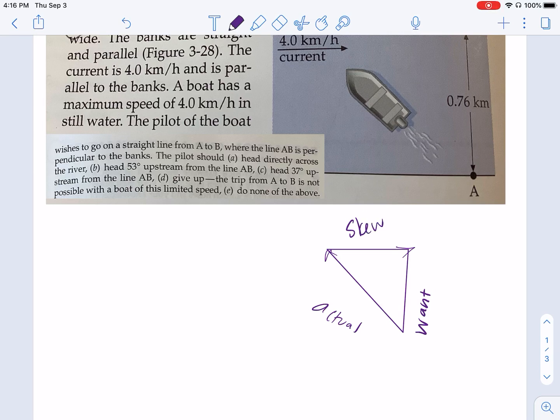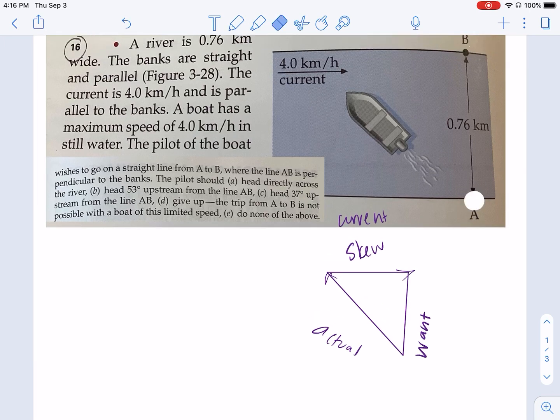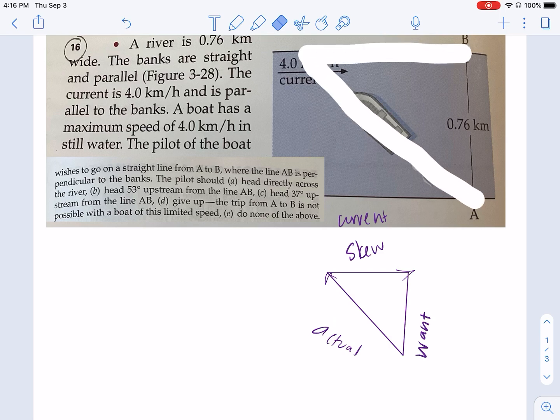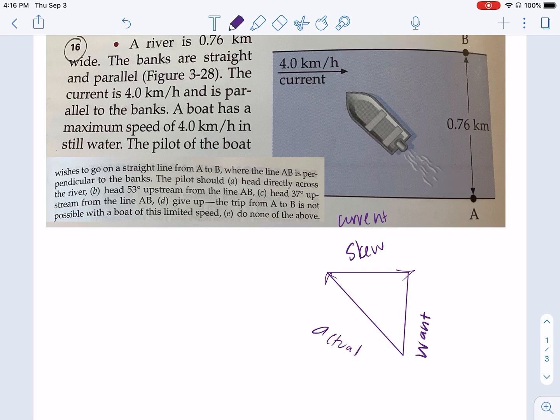Now that we've drawn the triangle, we can go back and say, what do these things represent in context to this problem? So the skew is the current. Because there is a current, I can't just go straight across the river because the current would push me. If I tried to go straight across the river, the current would push me and I would end up going at this diagonal over here. So we want to go against the current so that the current can push us. That means this is what the boat is actually doing.